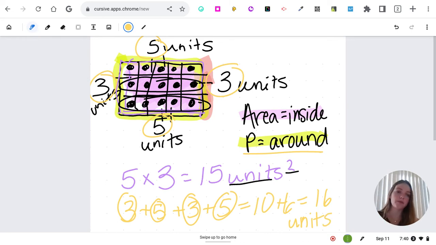Now when it comes to perimeter, you do not need to say units squared because they aren't square units. You are just simply walking around. So it is just 16 units.